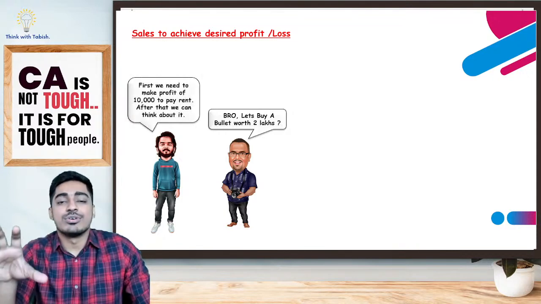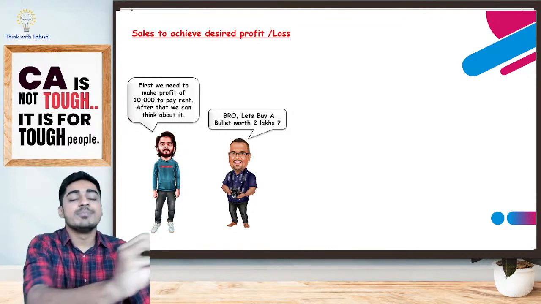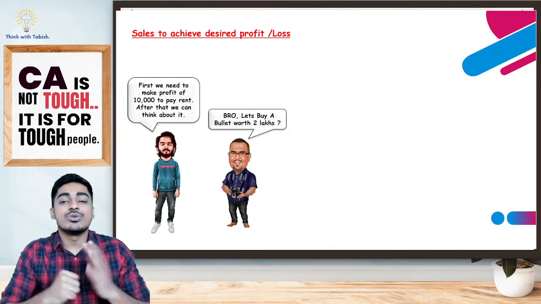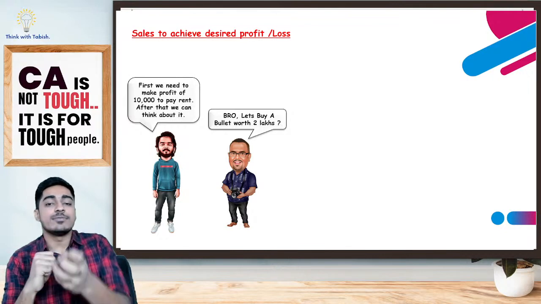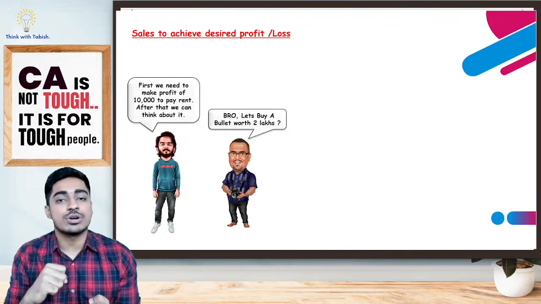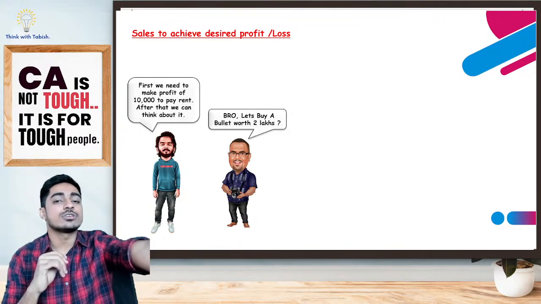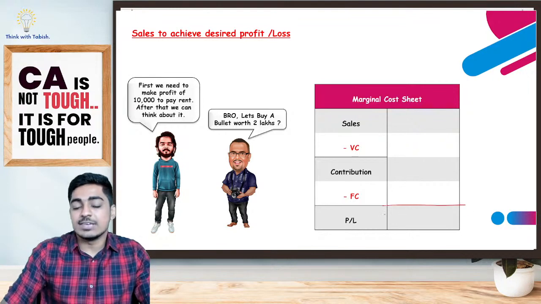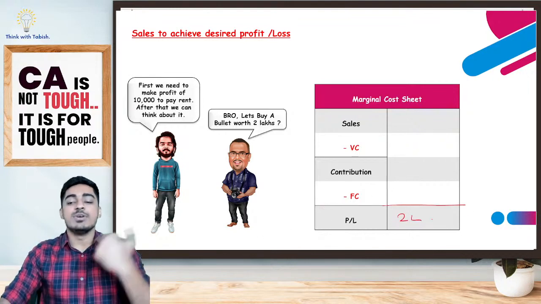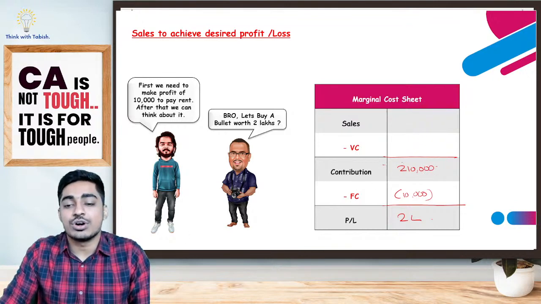The other friend is telling, bro, profit and all is fine, but whatever profit you are earning, remember that before you take away the money, pay the fixed cost of 10,000 rupees. So how much total contribution do we want? We want a profit of 2 lakh rupees. Before we can take the profit, we should recover the fixed cost. So in total we should earn 2 lakh 10,000: 10,000 to pay the fixed cost, and after that we should have 2 lakh rupees. So we want a contribution of 2,10,000 rupees on a total basis.